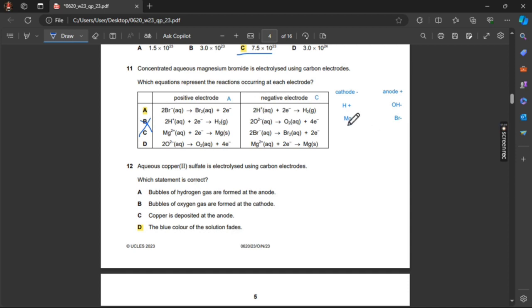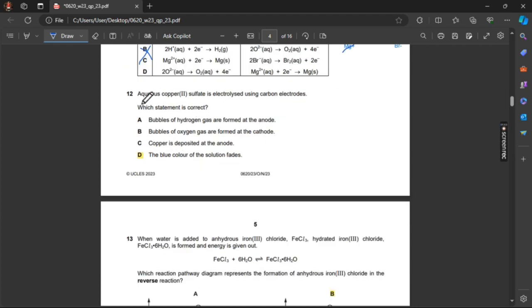Magnesium is more reactive than hydrogen, so magnesium remains in the container. So let's remove magnesium, and it's concentrated aqueous magnesium bromide, so OH ions remain in the container. So the correct answer is A. Bromine gas will form at the anode, and hydrogen gas will form at the cathode.